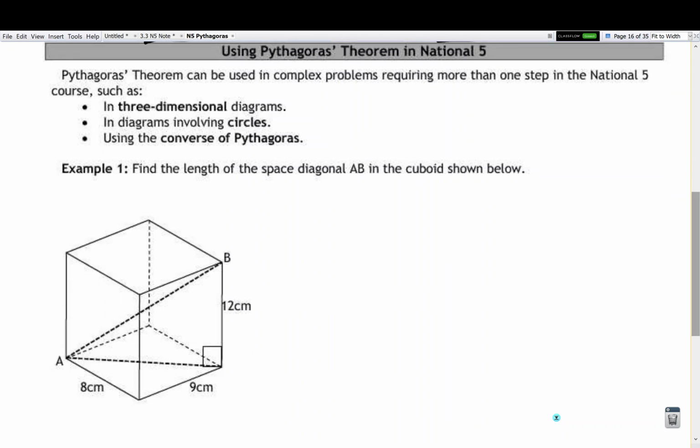But anyway, at National 5 level, we have basically three different more complex situations where Pythagoras is applied. The first is in a three-dimensional shape, like a cuboid, which you see below. We're about to deal with that first of all. Secondly, it says here in diagrams involving circles. We're not going to look at that at the moment. In this unit, we revisit Pythagoras later on, so we'll do this second bullet point in a future unit. And the third thing, which we are going to do in this unit, is using the converse of Pythagoras, and we'll deal with that in a future video.